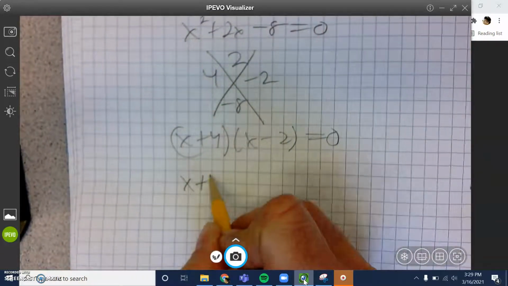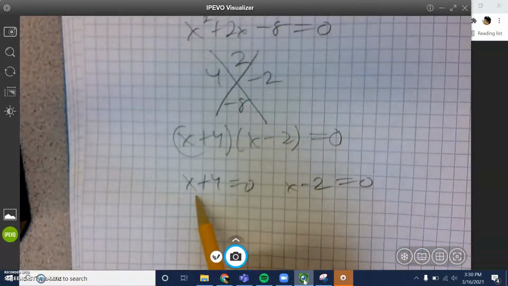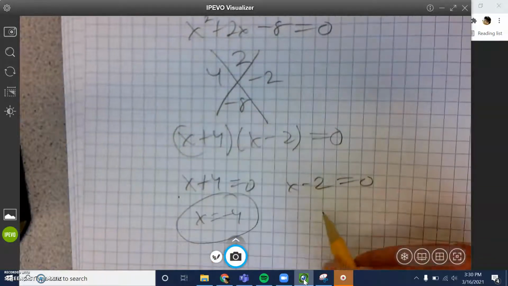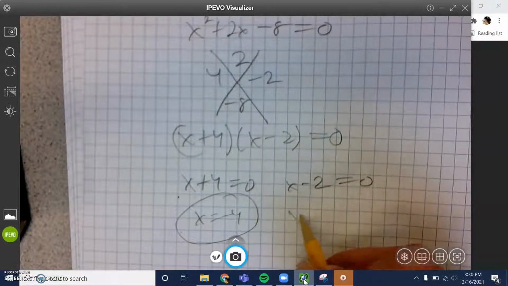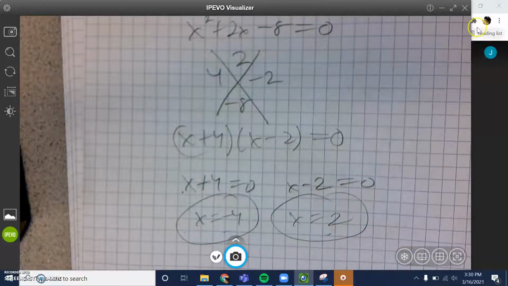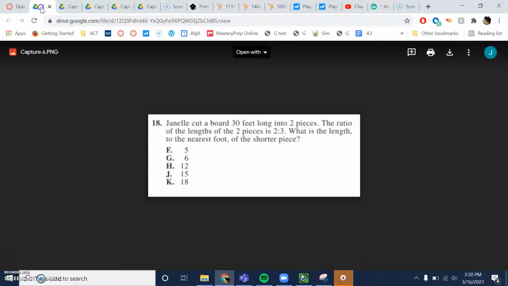Now zero product property: x plus 4 equals 0, x minus 2 equals 0. So what plus 4 is 0? That's negative 4 plus 4 is 0, yeah. And then 2 minus 2 is 0. Boom. So negative 4 and 2 are the solutions. Negative 4 and 2, so that would be A. All right.